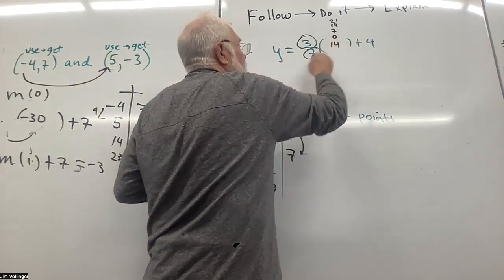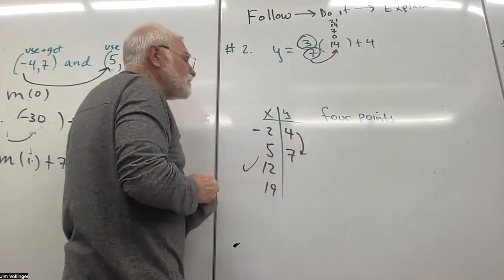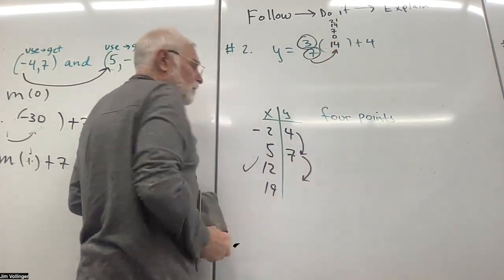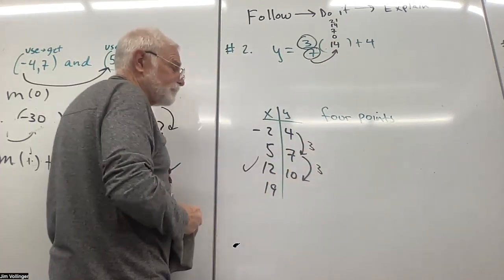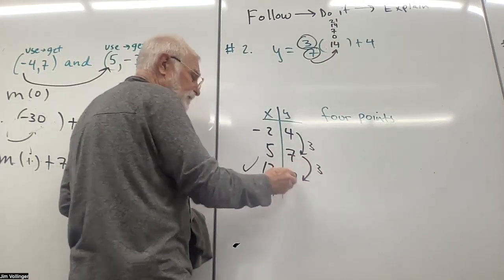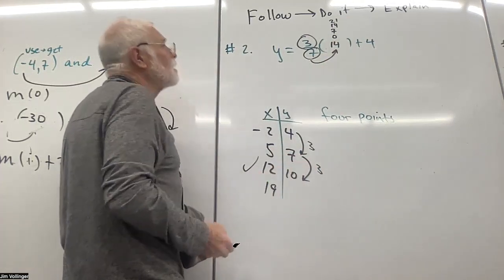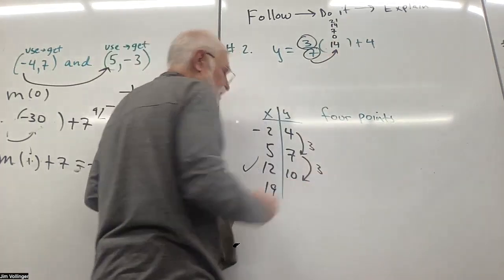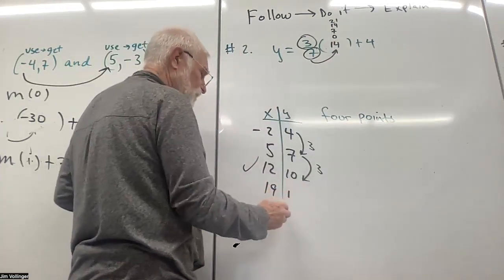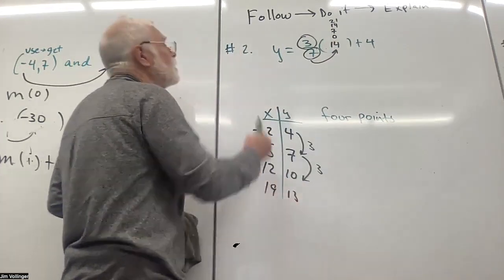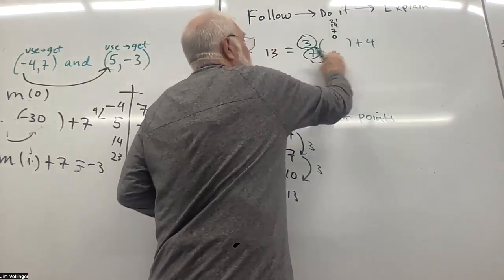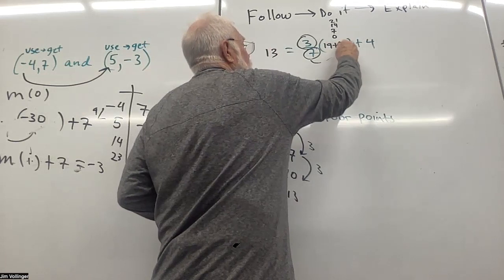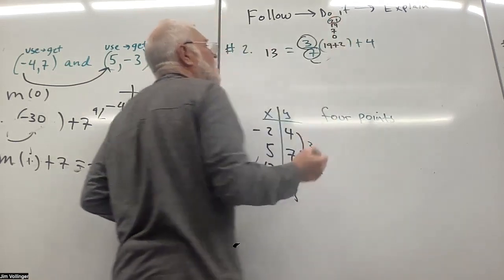14. How many times does 7 go into 14? Twice, which means I jump the number 3 2 times, should get 10. Right? 3 plus 3 is 6 plus 4 is 10. And a 19 should get me, what, up 3, 13? Let's see if a 13 comes out from a 19. And this was 19 plus 2. Oh yeah, 19 plus 2 is 21.